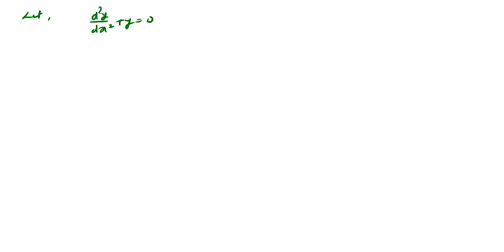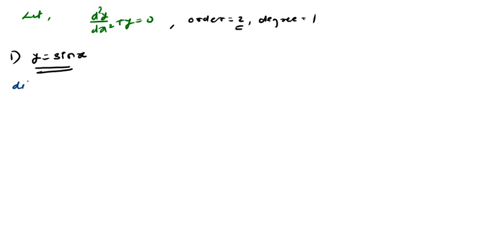Now see, suppose in the first case I take y equal to sin x. What is the order of this differential equation? The order is 2 and the degree is 1. Suppose I take this function y equal to sin x, and I differentiate this y 2 times. Why 2 times? Because the order is 2. So suppose I differentiate with respect to x first.